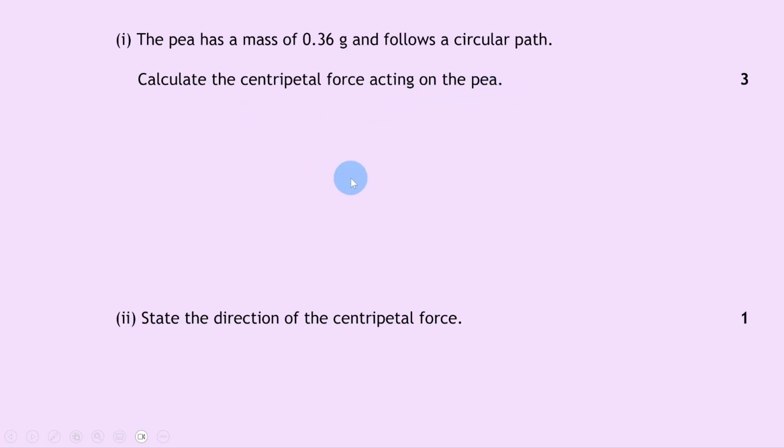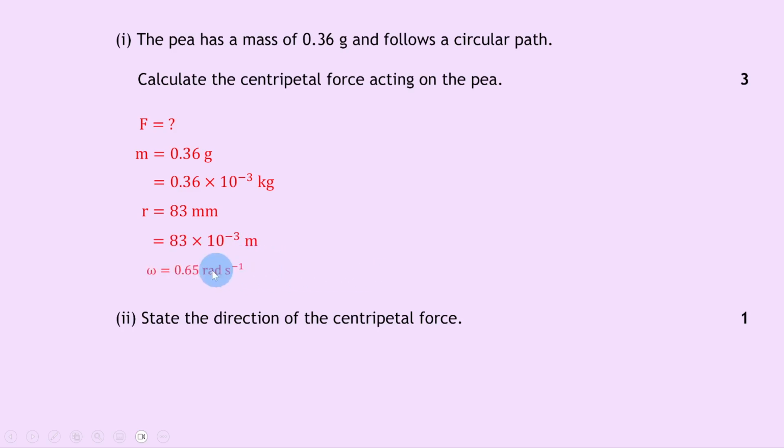So writing down what we know from the question, we're trying to find the centripetal force F. We know the mass m is 0.36 grams, which we need to convert into kilograms, so that's the same as 0.36 times 10 to the minus 3 kilograms. We know the distance r from the axis of rotation is 83mm, and again we need to do a conversion here, so we need to change millimeters into meters. So writing that in meters, we have 83 times 10 to the minus 3 meters. And lastly, angular velocity omega is 0.65 radians per second.